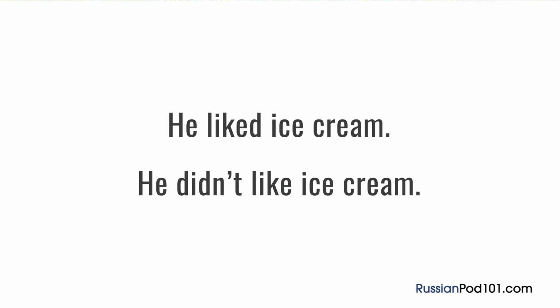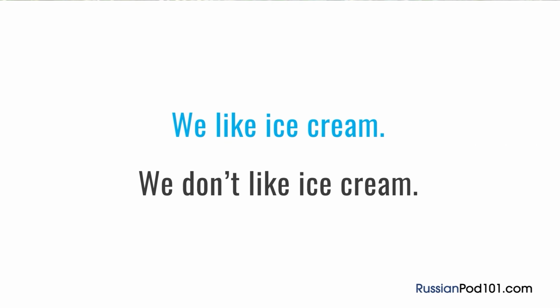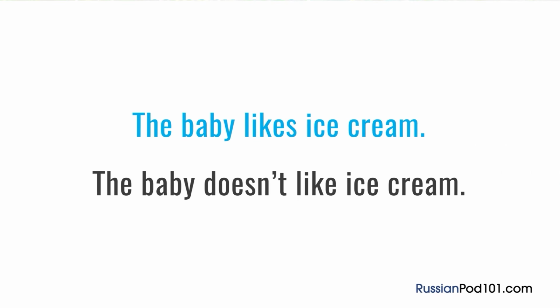In English, if you need to make a negative out of a statement, you need to carefully choose the right form of the auxiliary verb, do for example, and make changes to the word order. So, he liked ice cream in its negative form becomes he didn't like ice cream. We like ice cream becomes we don't like ice cream. And the baby likes ice cream becomes the baby doesn't like ice cream, and so on.